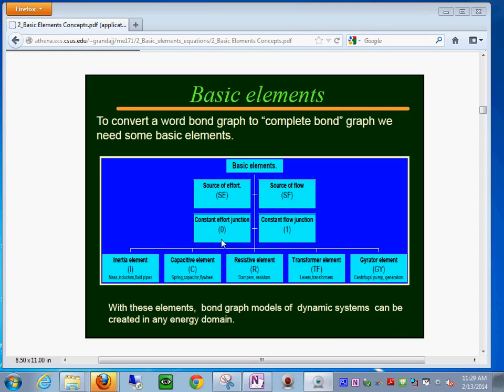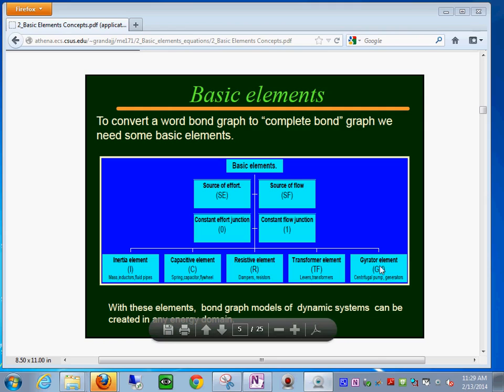One connection that we're going to call the zero junction and the one junction. So two connections. And then we have 5 other elements. So right there was almost half of what we need. And very simply, we need one element that stores kinetic energy, which we call the I element. Then one that stores potential energy, which we call the C element. One that dissipates energy, which we call the R element.